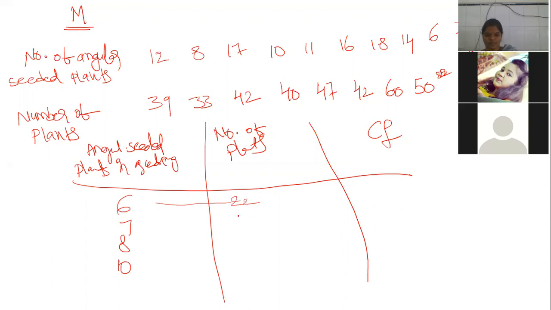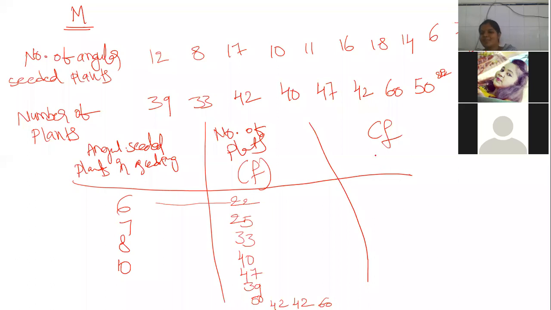22, 25, 33, 40, 47, 39, 50, 42, and 60. Yes, number of plants. Just write down under number of plants as a small f. Small f denoted as frequency.